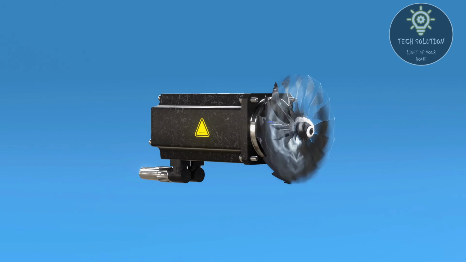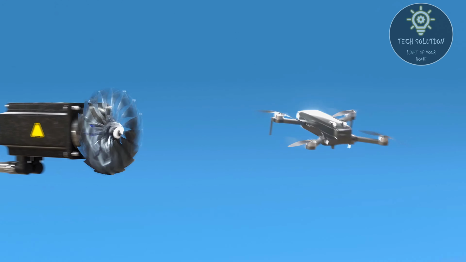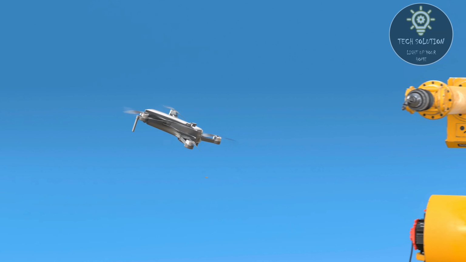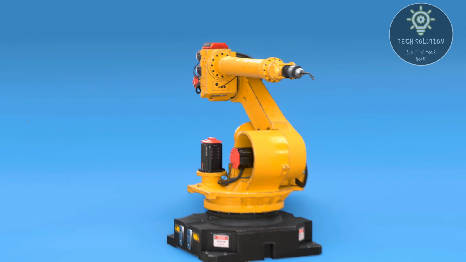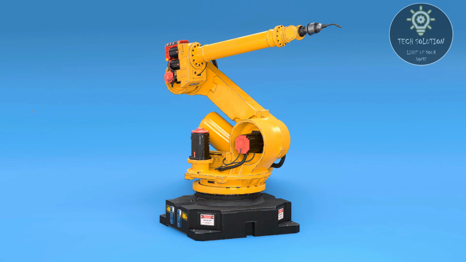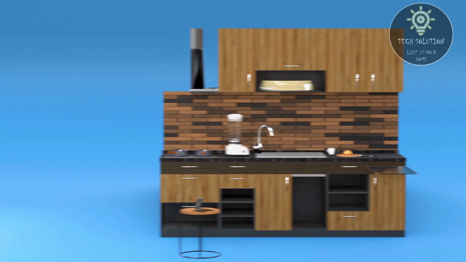Electric motors power various devices, including drones with rotors made of electric motors, industrial machinery, and household devices such as blenders and mixers that operate using motors.